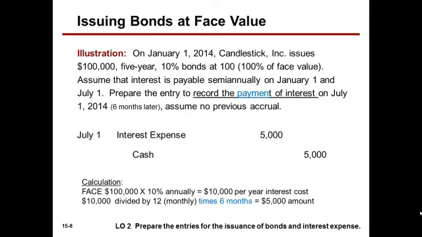Here's a calculation for the $5,000. It's based on the face amount of the bonds times the coupon rate, 10%. Calculated, a $10,000 annual interest cost. Divide that by 12. Multiply times 6 months to arrive at $5,000 for a 6-month period.